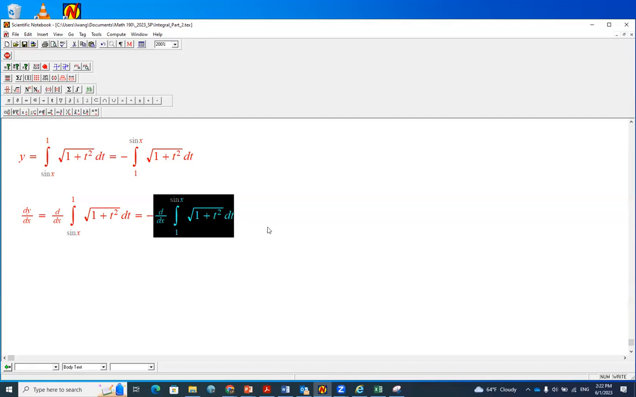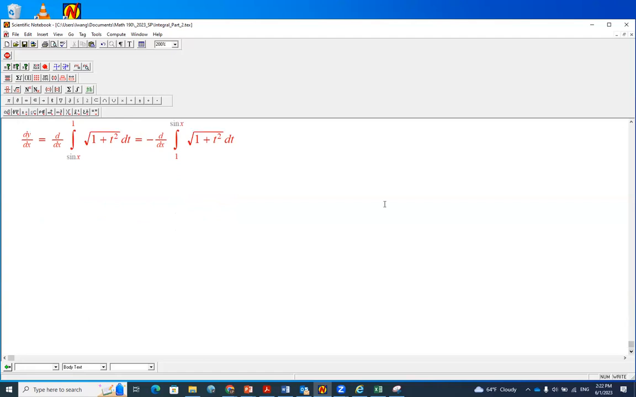We want to take a derivative of this function. And let's see how we're going to resolve this. The negative sign, we just leave it out. So in this case, we look at this function. How is that related to our functions?